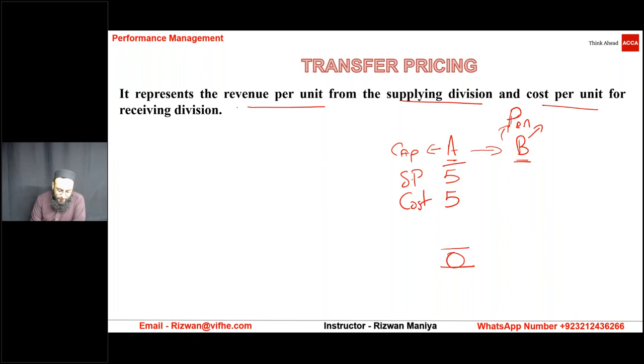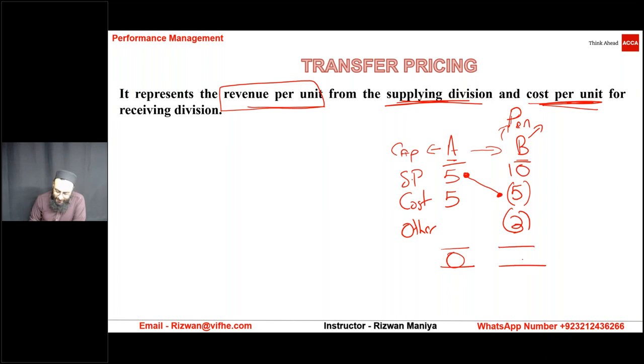So transfer price is revenue per unit for the supplying division. So for A, it's revenue, whereas it is cost for the receiving division, which means it's a cost for B. Got it? It's a cost for B. Okay. B receives the cap for 5, incurs further cost, maybe of $2, let's suppose, $3, let's suppose, okay, and sells this pen in the market for 10 and it earns a profit of 2. Awesome. Okay, earns a profit of 2.